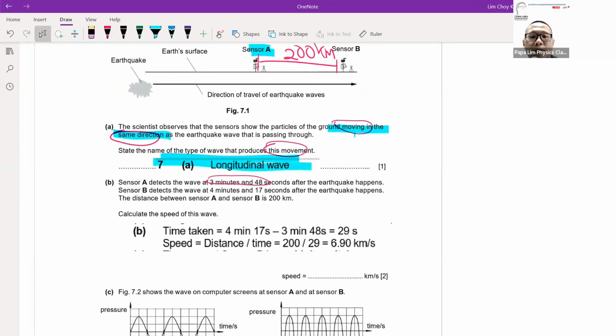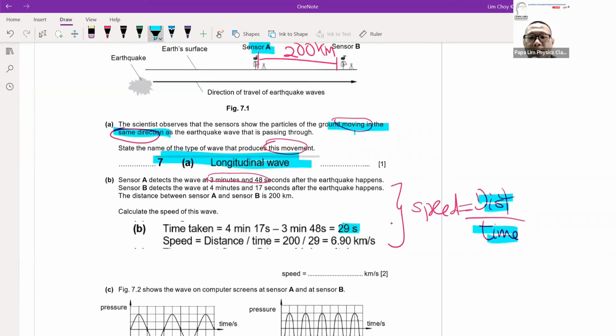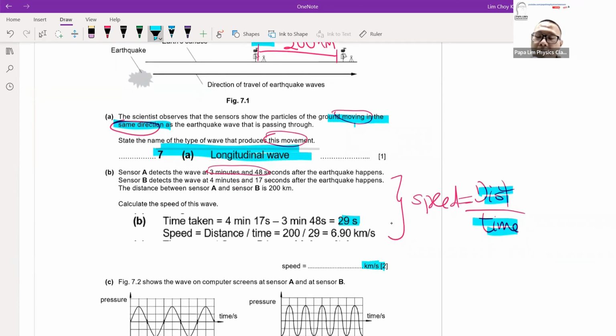For sound wave, one of the common formulas that we use is speed equals distance over time, because the speed of sound is constant. So you know the distance is 200 kilometers, and you know the time taken is in seconds. Substitute the numbers in, you get the answer. And the marker is being kind to you. He would just want the answer in kilometers per second, so you don't even need to change the unit for distance.